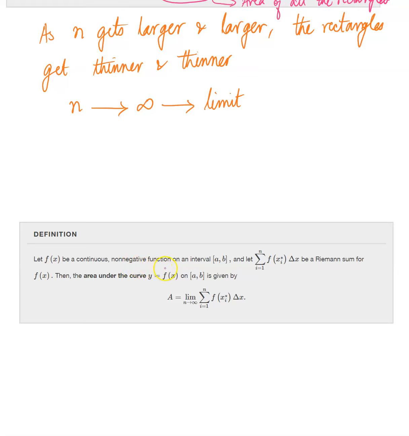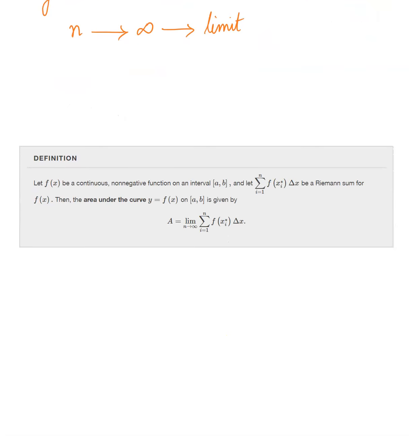So this leads us to the definition here, where it says, let f of x be a continuous non-negative function on an interval AB, and let the summation i from 1 to n of f of x_i star delta x be a Riemann sum for f of x. We just saw that. Then the area under the curve y equals f of x is given by A equals the limit of the summation of f of x_i star times delta x. Okay, this is really in a nutshell, so I just feel like I should explain this a little bit more. Riemann sum is this. The sum is i from 1 to n of f of x_i star delta x.